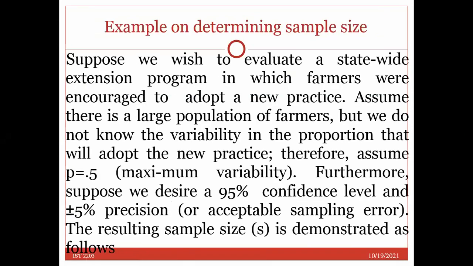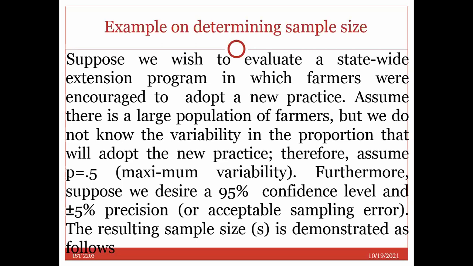So let's first have a small example here. Supposing we wish to evaluate a statewide extension program in which farmers were encouraged to adopt a new practice. Now assume there's a large population of farmers, but we don't know the variability of the proportion that will adopt the new practice. So we therefore assume that P is 0.5, the maximum variability, basically half.